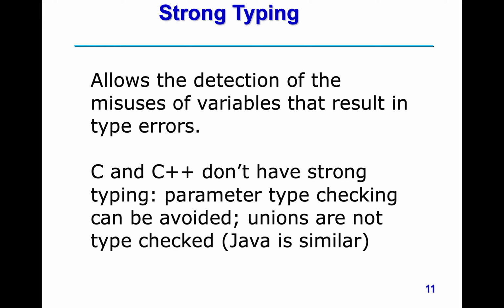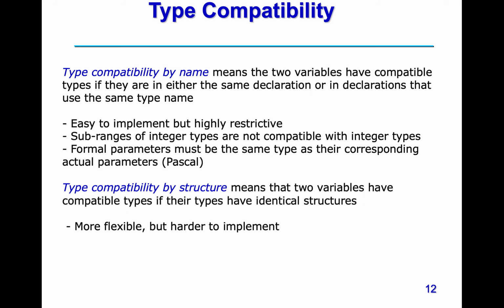So they say that C and C++ are not strongly typed languages, they're weakly typed languages. And that completely contradicts what you read on the internet that says, oh yeah, C and C++ are strongly typed because everything has a type. But that's not really the definition of what strongly typed means. So your textbook is going to tell you that C and C++ are not strongly typed languages.